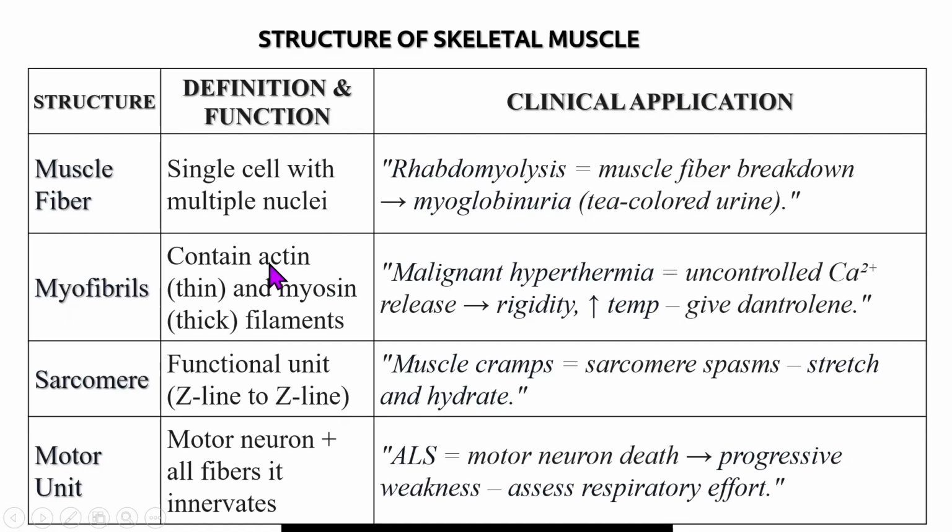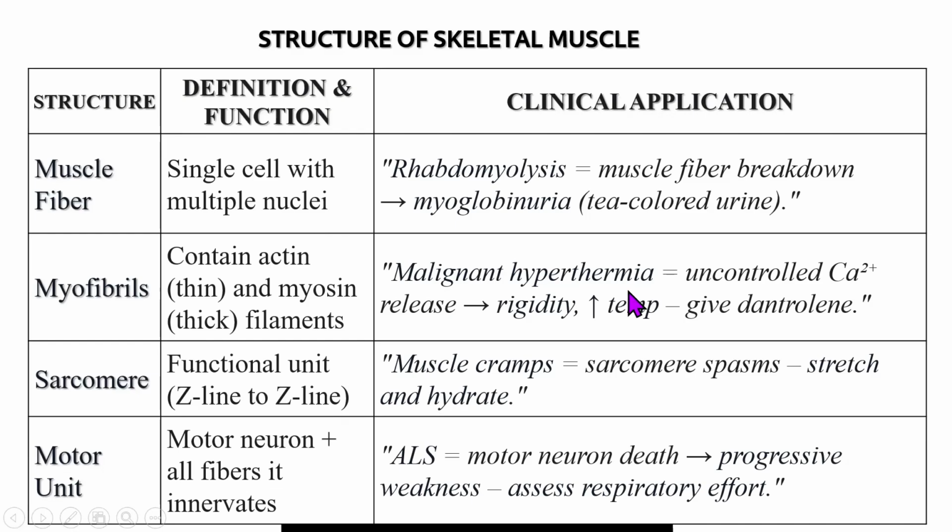The next structure is myofibrils. Myofibrils contain two filaments, which are the actin and the myosin. While the actin is a thin filament, the myosin is a thick filament. How do myofibrils apply to nursing practice? It is relevant in a condition called malignant hyperthermia.